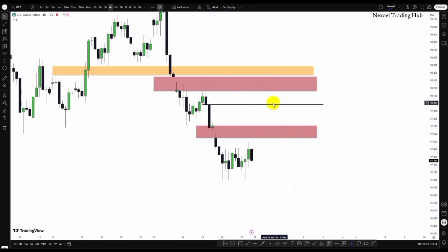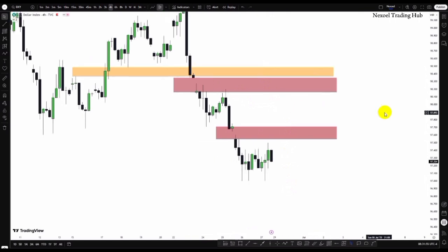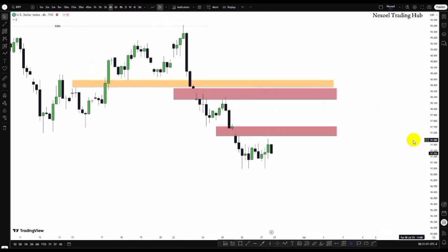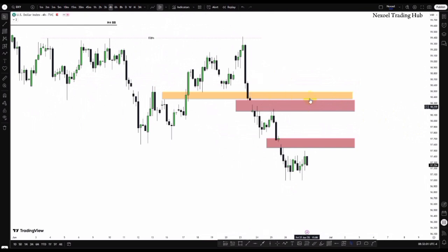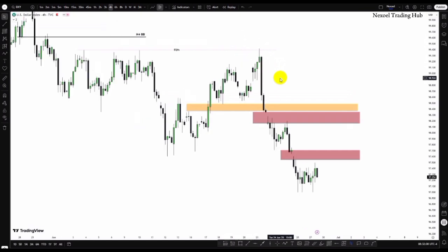So I'm still looking for bearish delivery in the dollar index, except we have a complete change in narrative where price possibly trades more higher and then begins to violate this zone here. So this is what I have to show us in the dollar index. Let's check out the Euro USD pair, guys.